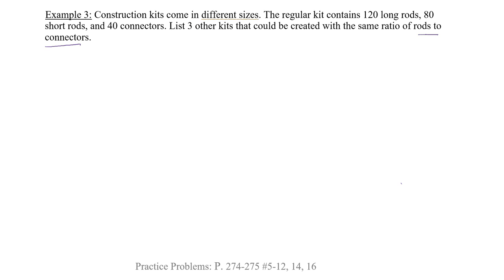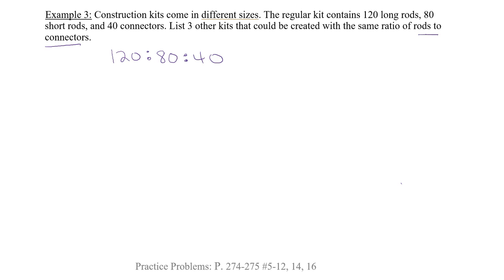It doesn't specifically say it in this question, but let's split up all of our rods. So we have long rods to short rods to connector ratio. It just says rods to connectors. I could add both the rods together, but it's kind of a bit poorly worded, I suppose. Should probably change that. At any rate, let's do it. So this is the ratio that we have right now.